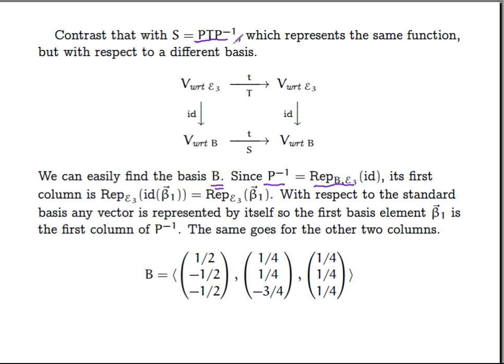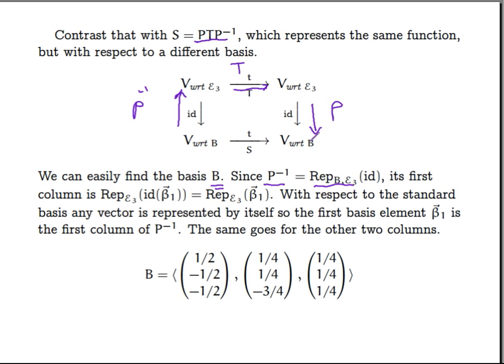So P inverse must correspond to this stage in the diagram. T corresponds here, as we see. Here's T, and P must correspond to here. Okay, so this is P inverse, this is T, and this is P. And we see that this works because this is the inverse transformation of this transformation. Okay, so how do we find P inverse?